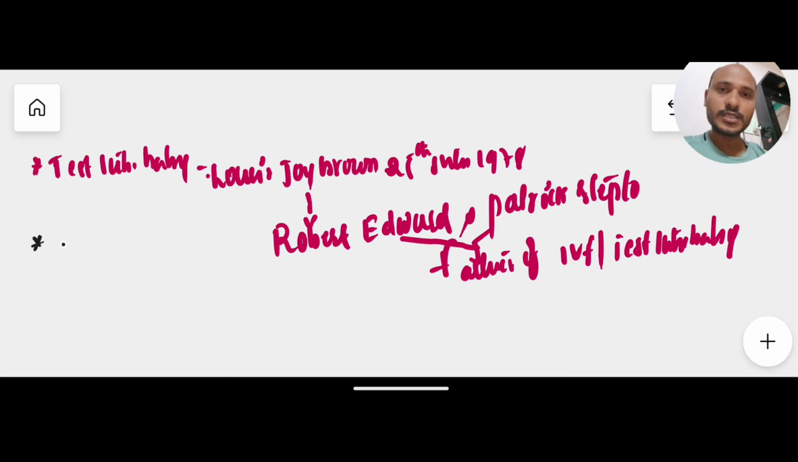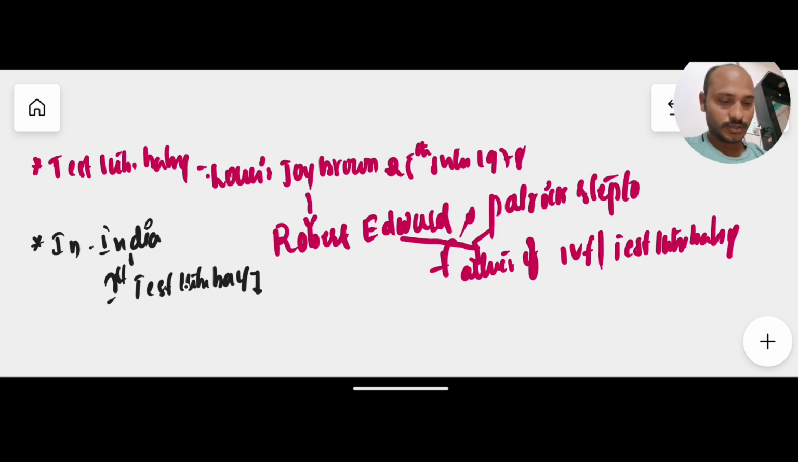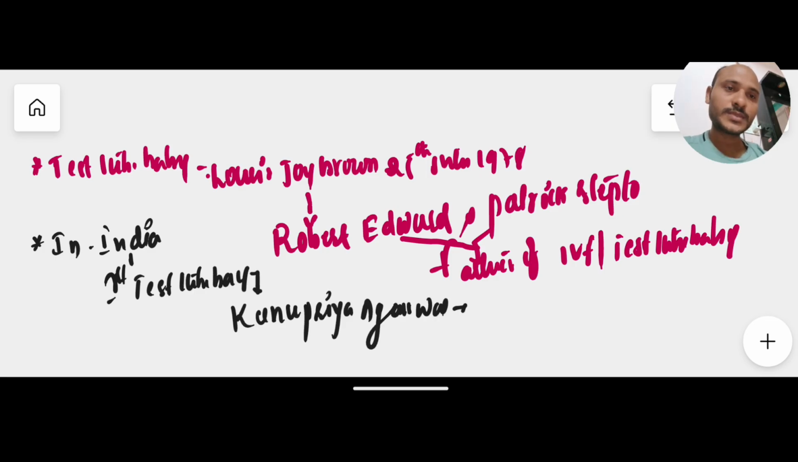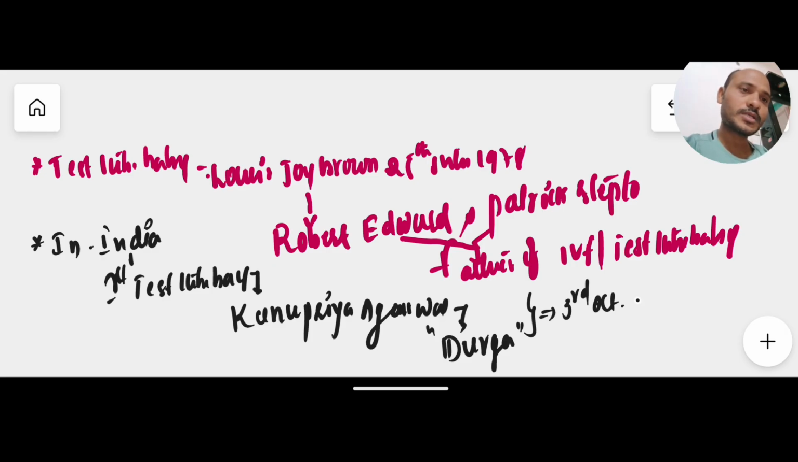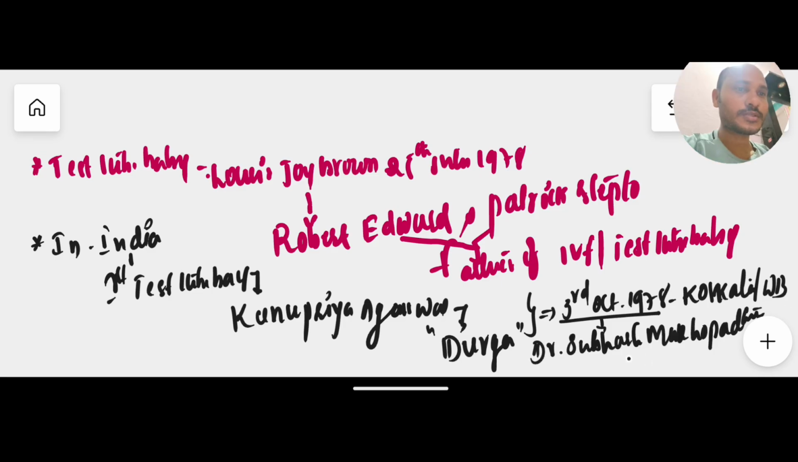Now coming to India. In India, the first test tube baby was Kanupriya Agarwal, whose nickname is Durga. She was born on 3rd October 1978 in Kolkata, West Bengal. She was created by Dr. Subhas Mukhopadhyay. Hence, he is known as the father of test tube baby in India.